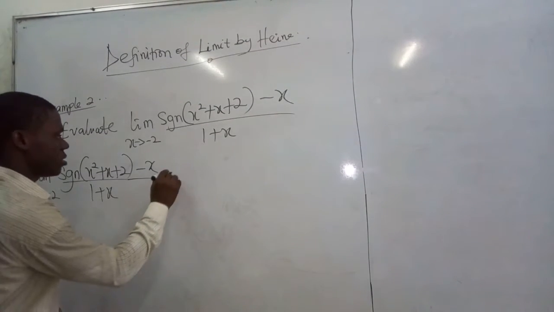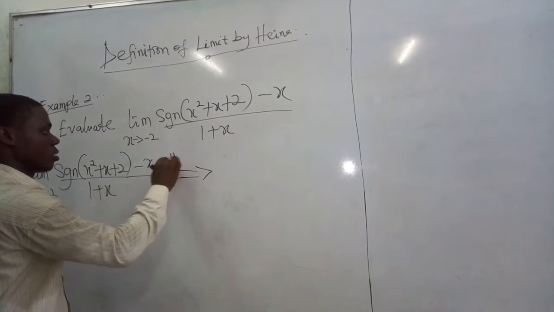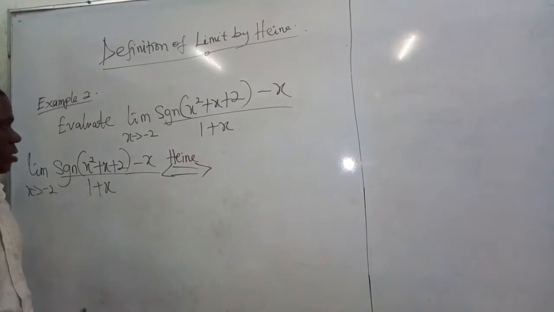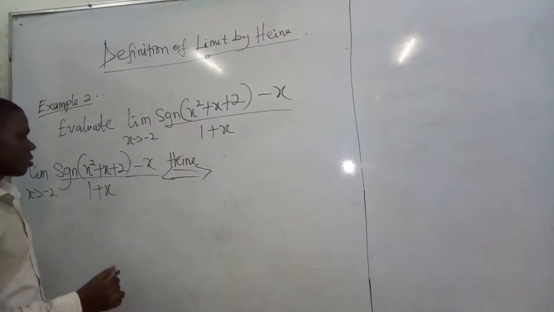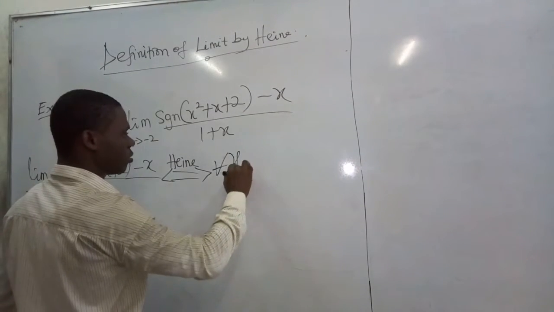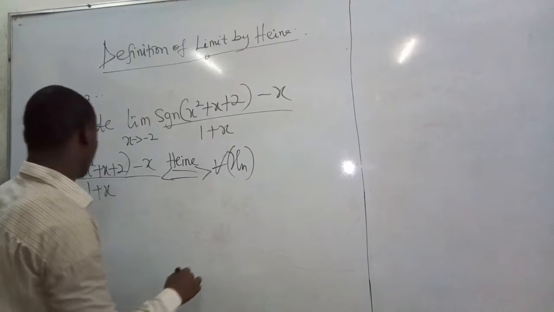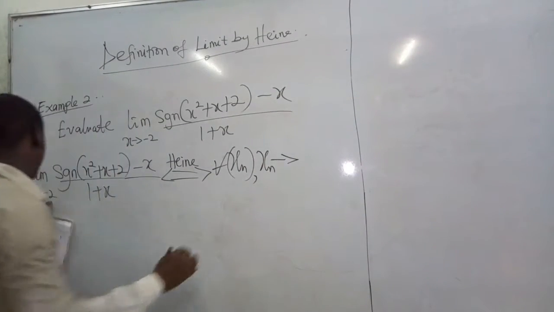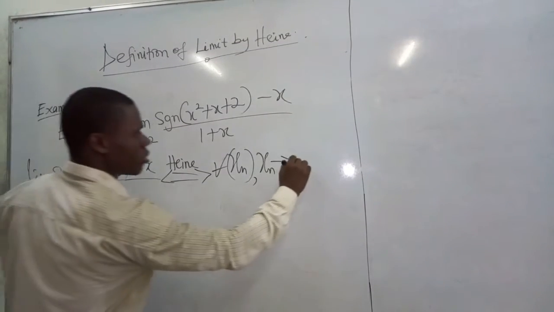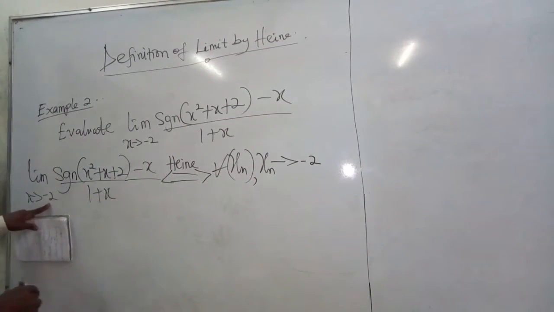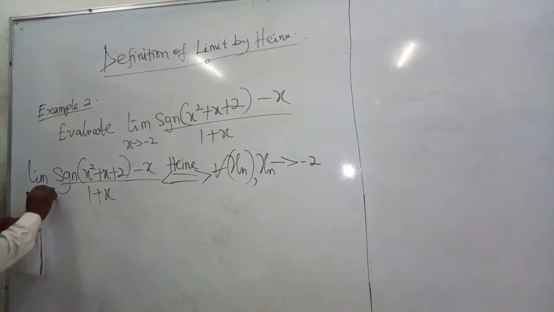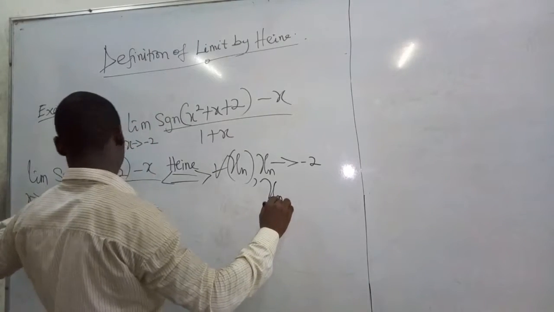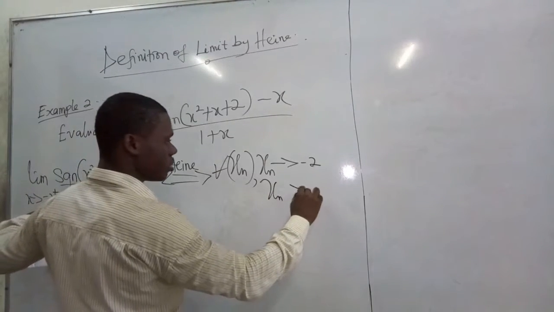According to Heine, who actually came out with this method, for all xn approaching negative 2, and we are looking at it from the right, that means xn is going to be greater than negative 2.